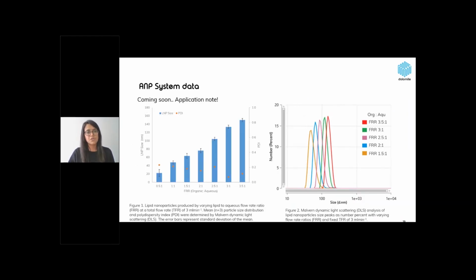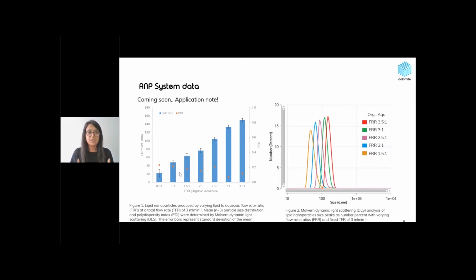So just to share with you some of our system data, there is an application note that we'll be releasing in the next month or so. One of the things we've done here is alter the flow rate ratio between the organic and the aqueous phase, and simply by doing that we can see that we've been able to manipulate the lipid nanoparticle size anywhere from 20 nanometers to 150 nanometers. And this is not just limited within this region, we can push beyond this.